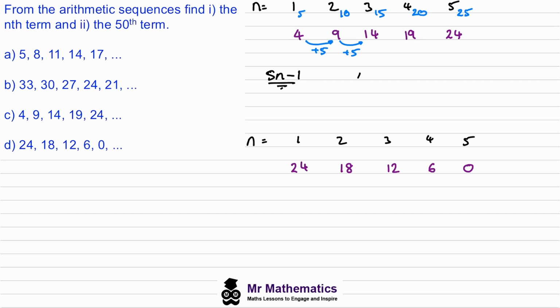So this will be our nth term. And the 50th term is when n equals 50. So we'll have 5 lots of 50 minus 1. 250 minus 1 will give us 249.